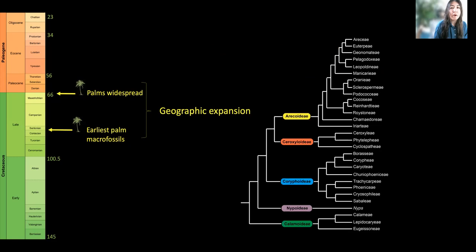All right, so the fossil record provides pretty clear evidence that there was a major geographic range expansion during the late Cretaceous. But one of the things I'm interested in is whether this went hand in hand with the evolutionary diversification of modern lineages. So when did all of this diversity that we see in modern palms originate?